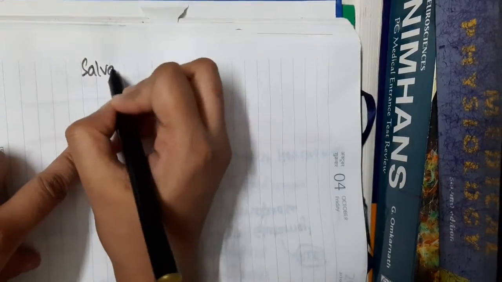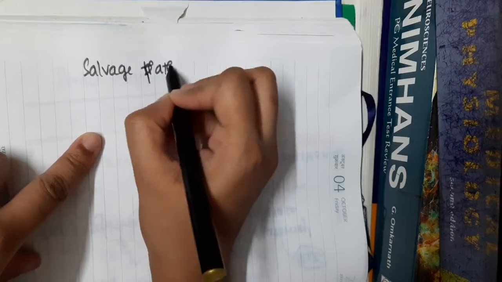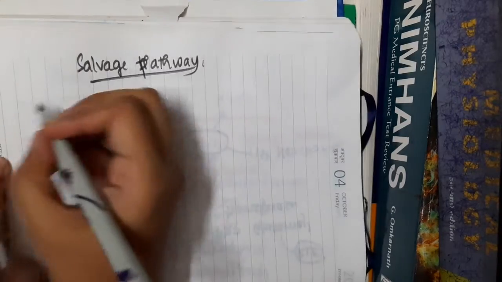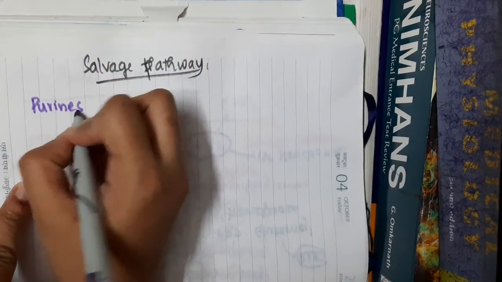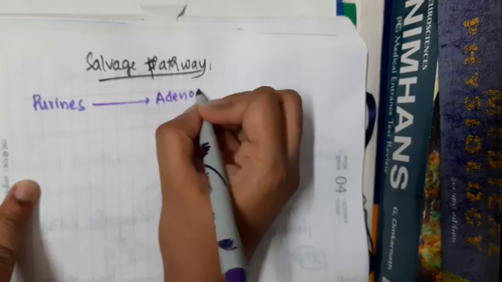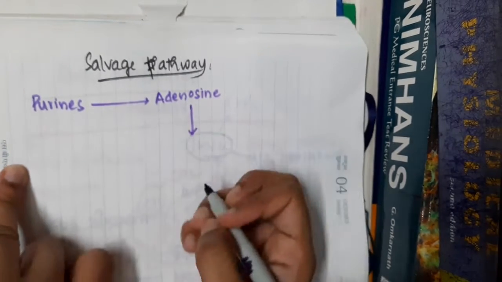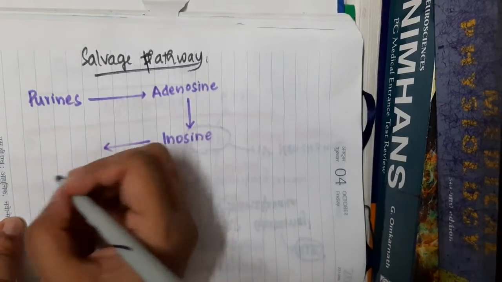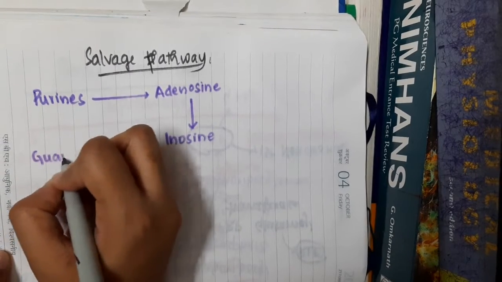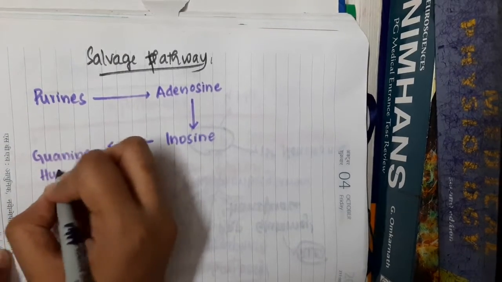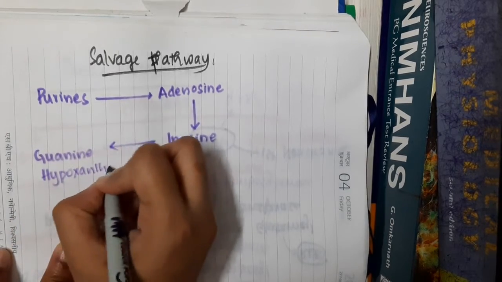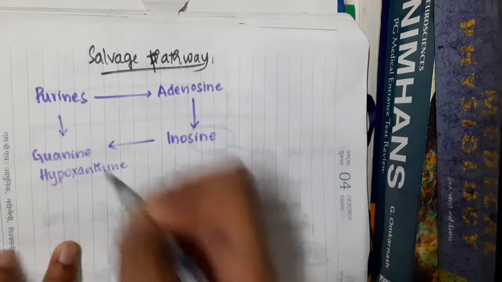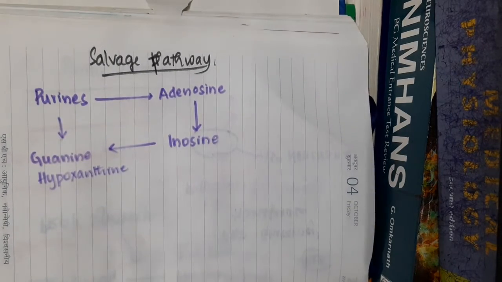The next pathway of synthesis is the salvage pathway. This salvage pathway is one of the pathways for synthesis of purines from the breakdown products. Purines get converted to adenosine. This adenosine, in the presence of the enzyme adenosine deaminase, forms inosine. This inosine again forms guanine, and it also forms hypoxanthine. Guanine and hypoxanthine are also formed from purines.